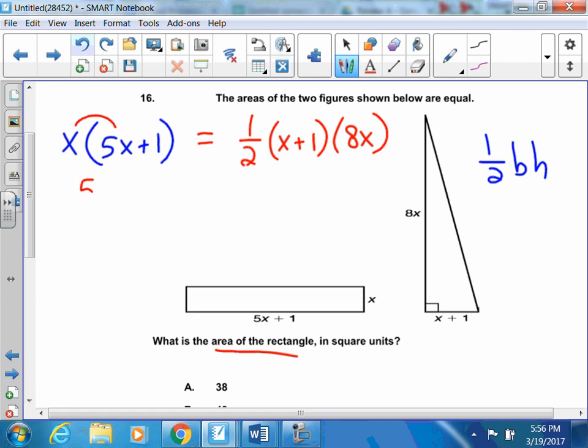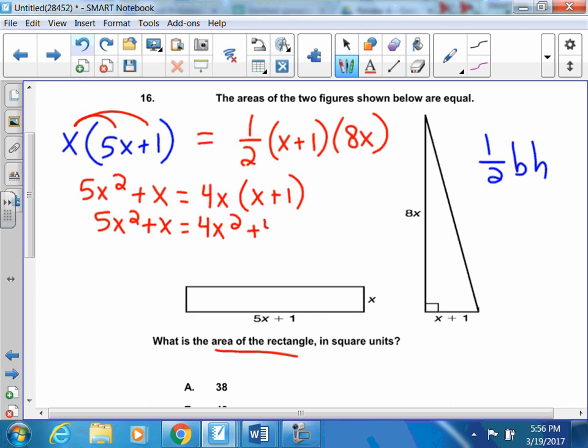Let's distribute here. That'd be 5x squared. X times 1 is 1x, and that equals, the easiest way to multiply everything on the right side together is to first take half of 8x. You could take half of the x plus 1, but then you have to deal with the fraction. So let's do half of 8x, which is 4x, and then multiply that with the x plus 1. So we have 5x squared plus x equals 4x squared plus 4x. We are taking 4x times x, which is 4x squared, and 4x times 1, which is just the 4x.